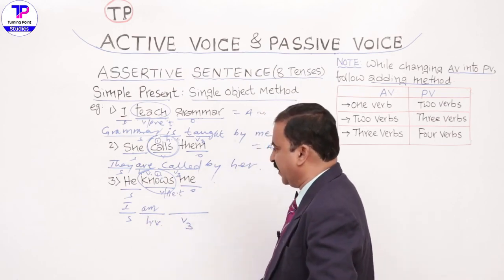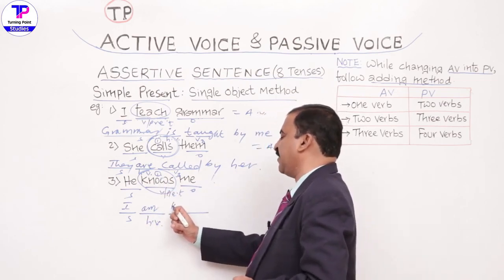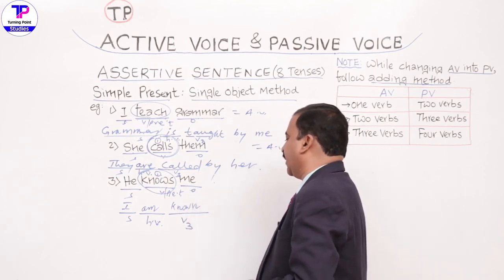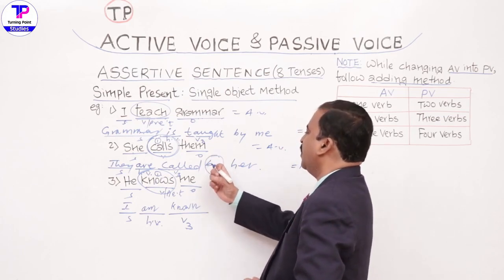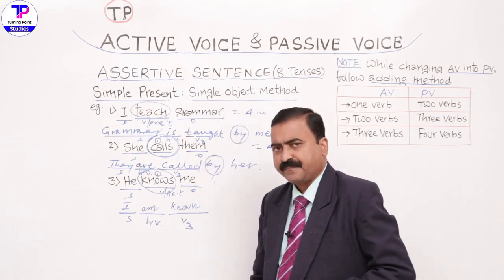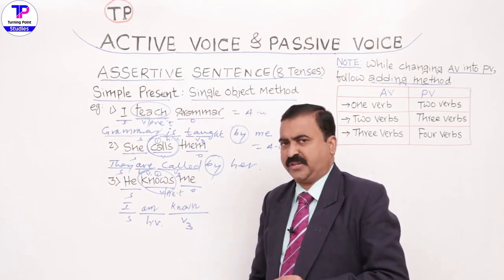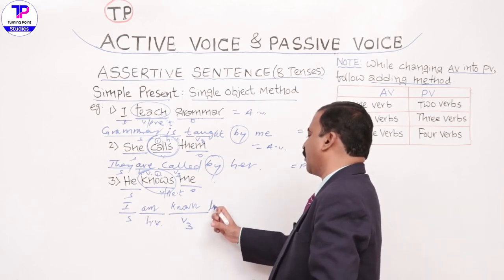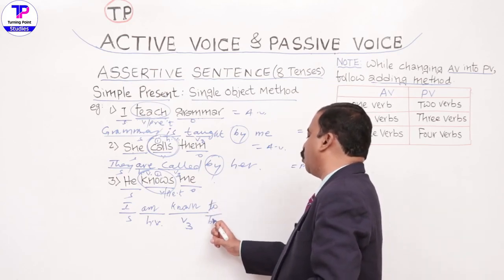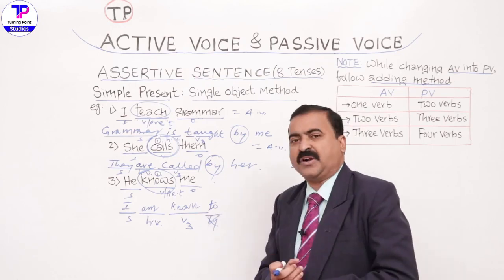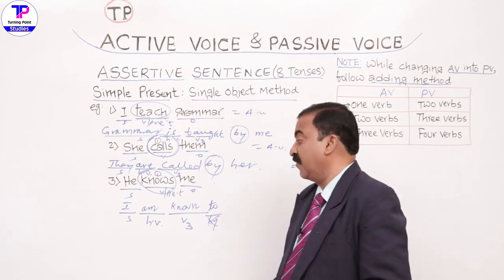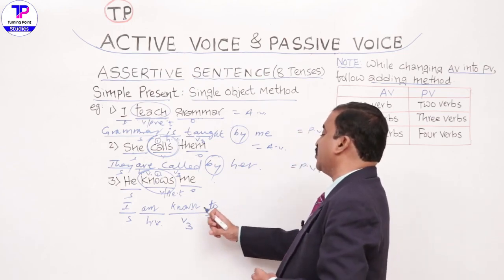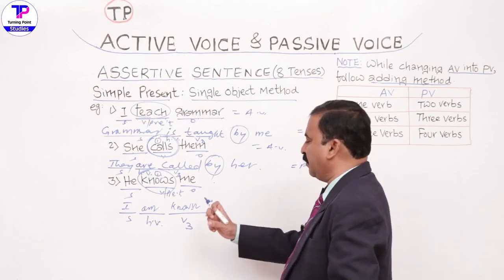Then V3 is demanded. For the verb knows, what is V3? Known. Then for the verb known, you should not write by. For any passive voice, you have to write by as preposition. But as per the rules of preposition, for the verb known, you can't write by. You have to write to. Suppose the word by is there in any option. For the verb known, don't select that option. You have to select the option which follows to. So I am known to.